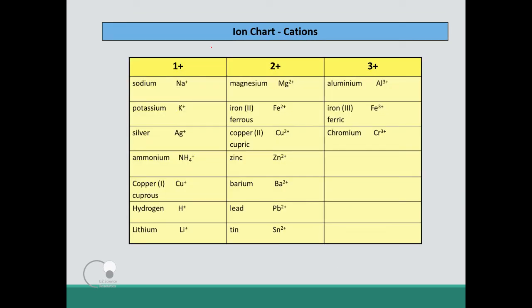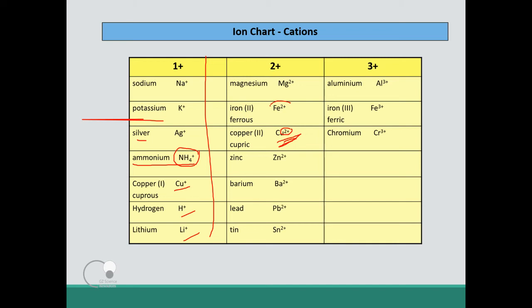So here is a chart of cations. Metals that have formed ions, group 1 over here, are going to lose 1 electron, so they've got a charge of +1. So we've got sodium, potassium, silver. Ammonium is a group, so it's got some nitrogen and some hydrogen, but overall it's got a charge of +1. So that's one that is a group of atoms. And then we've got copper, which comes from the name cuprous, which is copper 1. There's copper 2 over here as well, which has a charge of +2. That's called cupric. And then we've got hydrogen and lithium. So there's our +1s.